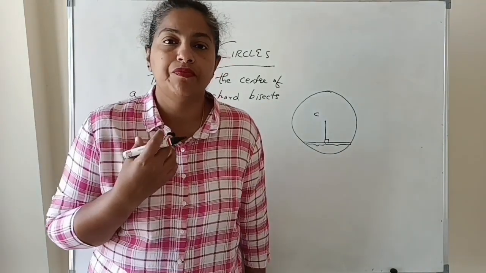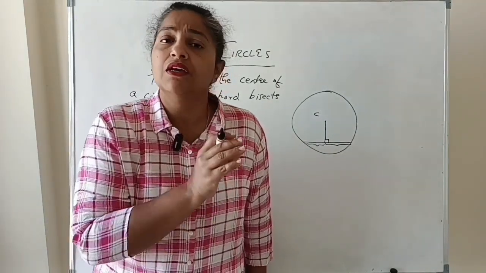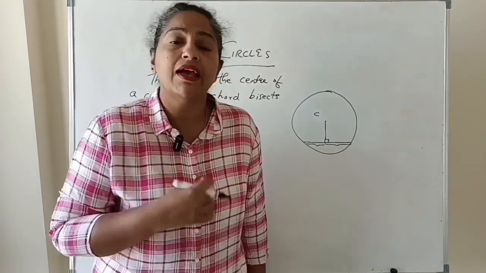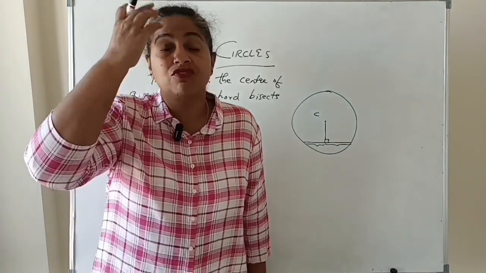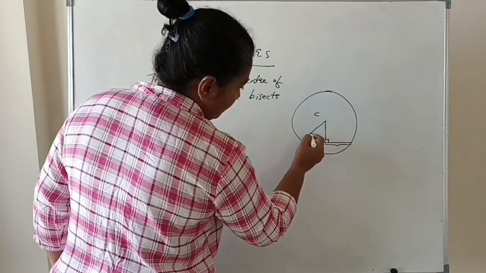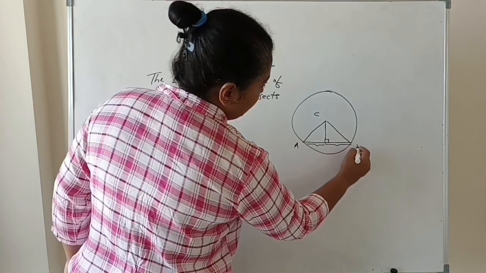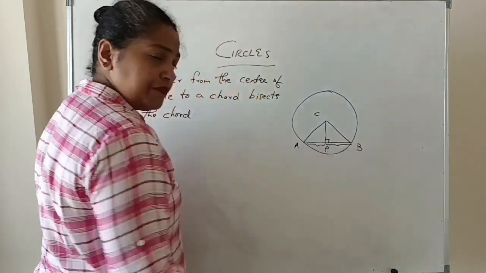And as I told you, in the circles chapter, most of the proofs are based on the congruence of triangles. So we will need to make a particular construction because there is no triangle, as you can see. And again I told you, the first construction that comes to your mind is to create the radius. So let us create the radius over here. I will be joining these two points. I will be naming the chord as AB, and this particular point where the perpendicular drops, let it be P.